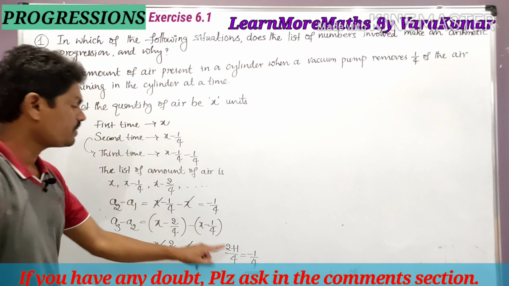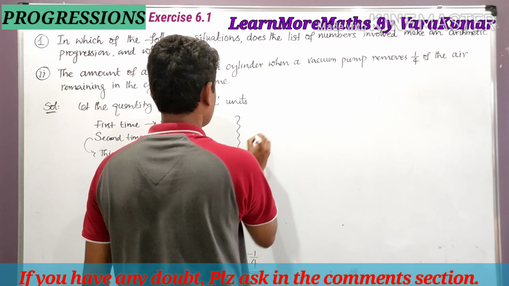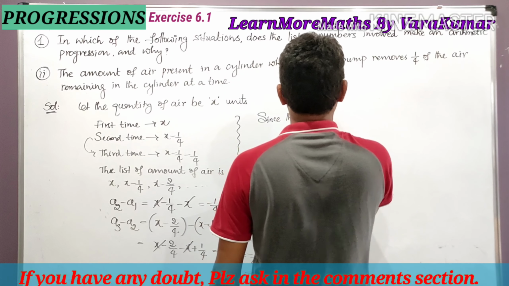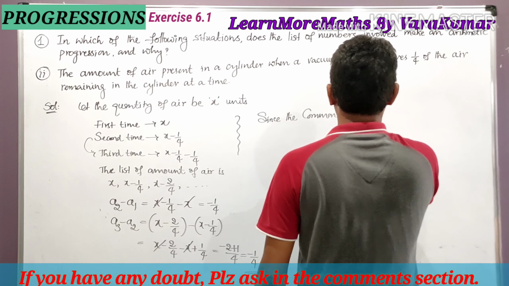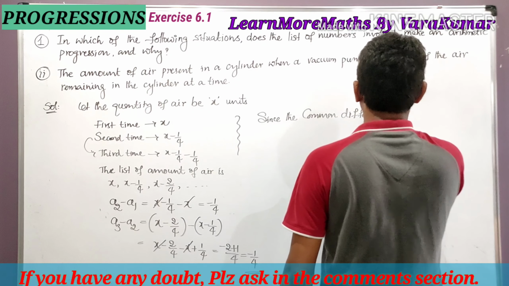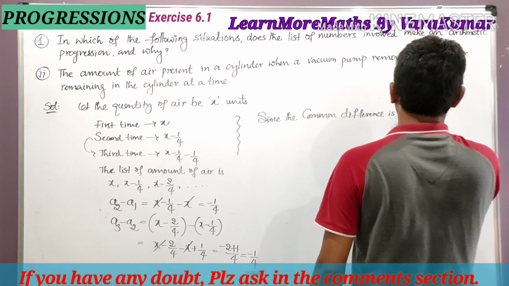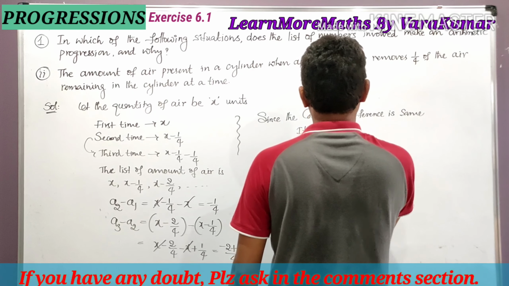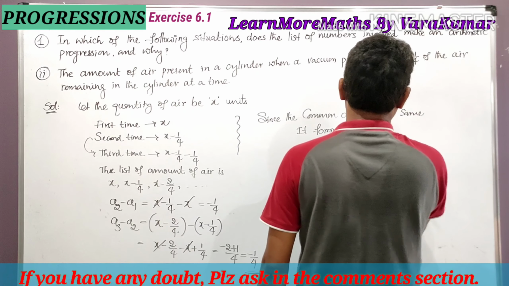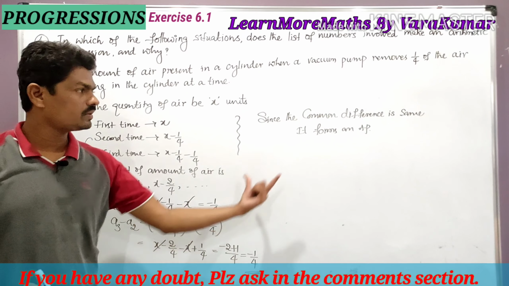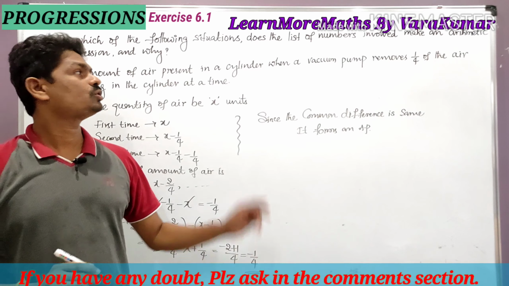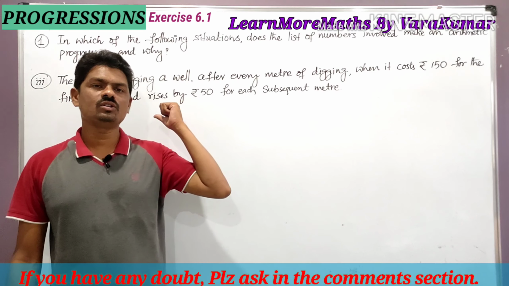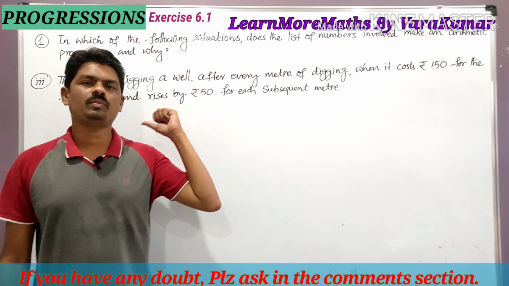So here the common difference is same. Since the common difference is the same, it forms an AP. So since the common difference is same, it forms an arithmetic progression. So this is the second situation, student, in the first problem. Student, this is the third situation in the first problem from exercise 6.1.